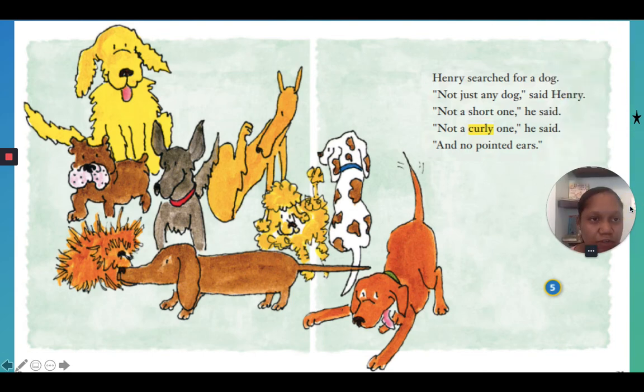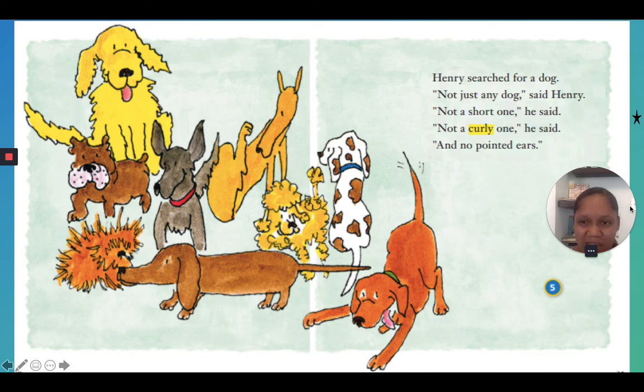Henry searched for a dog. Not just any dog, said Henry. Not a short one, he said. Not a curly one, he said. And no pointed ears. Now, if we look here, we know that Henry doesn't want a dog with short hair, right? I mean, a short dog. He doesn't want a dog that has curly hair, right? And he also doesn't want a dog with pointed ears.